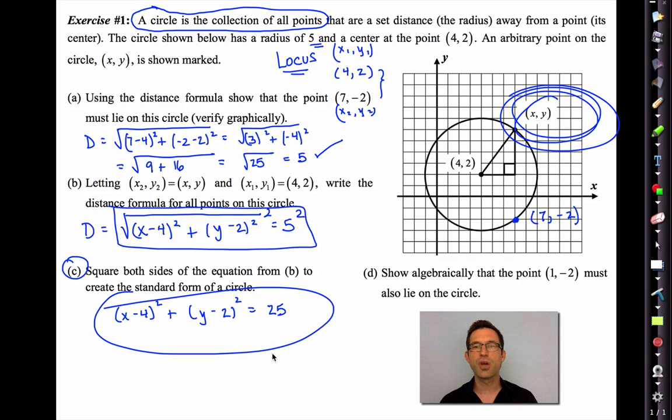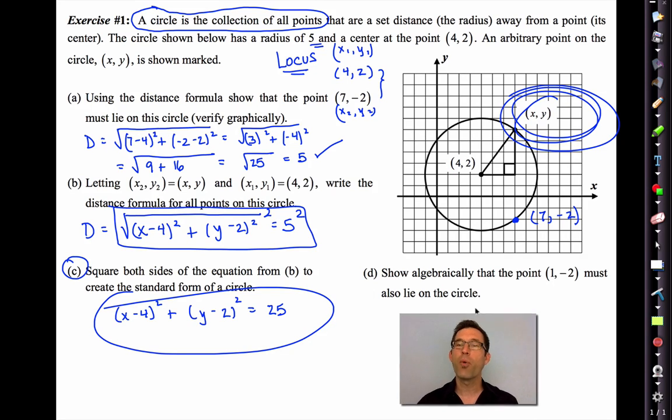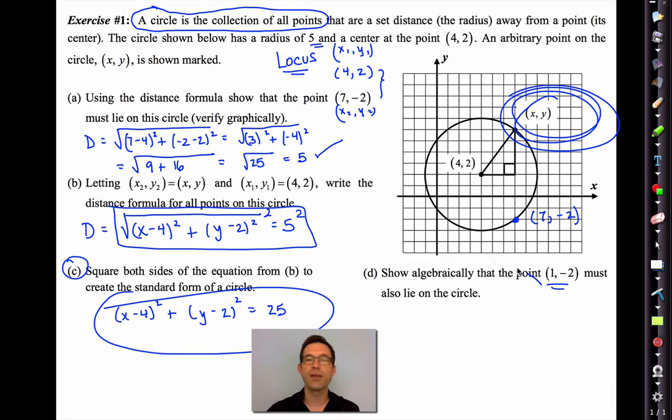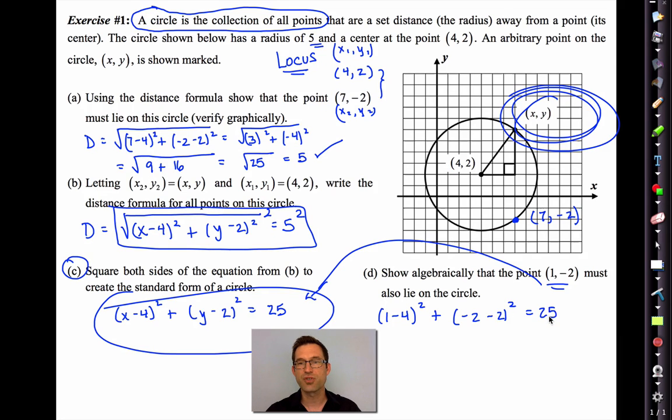Now letter D says, show algebraically that the point 1, -2 must also lie on this circle. Well, we could go back to the distance formula, but more importantly, if a point lies on a particular curve, then it must make that equation true. So let's take a look. Let's put 1 in there for x.